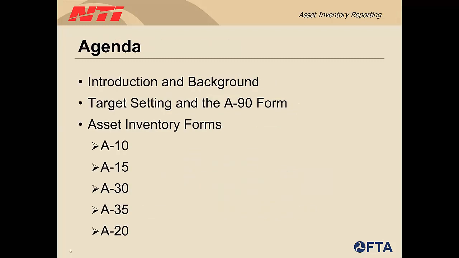Okay, so a little agenda for this afternoon. We're going to start with reviewing the asset inventory module and the TAM rule. Then we'll move on to the A90 performance measure targets form and a review of target setting. And then last part of the presentation, we're going to go through each of the asset inventory forms on the NTD report and how to complete each form.